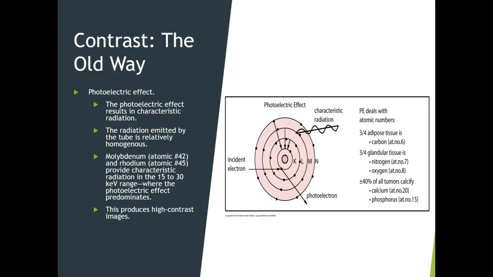And depending on the patient's size of breast and density of the breast tissue, if the breast is compressed less than 6 centimeters and is not super dense tissue, then the Molly tube would be used. If the patient then moved to over 6 centimeters of compressed tissue and it was very dense tissue, then the rhodium would kick in. Rhodium was better at a higher kV range for that penetration.